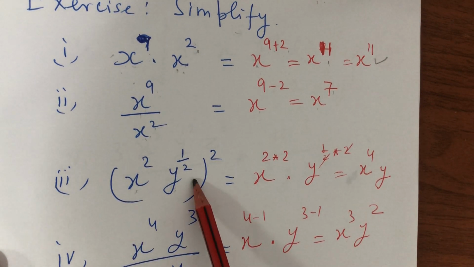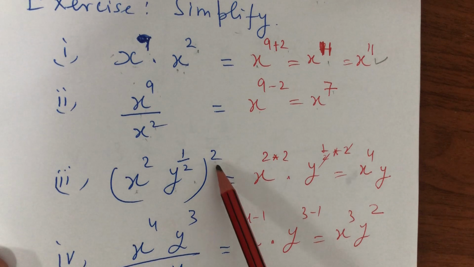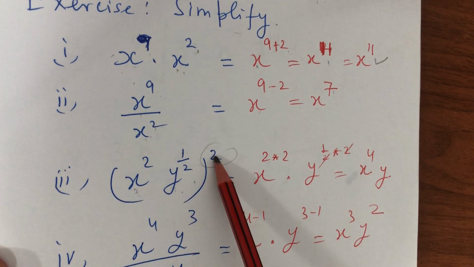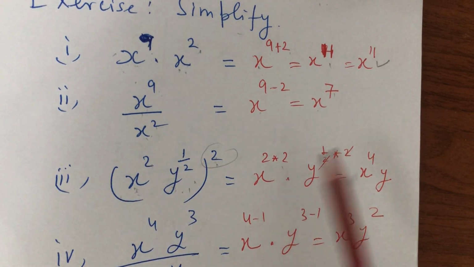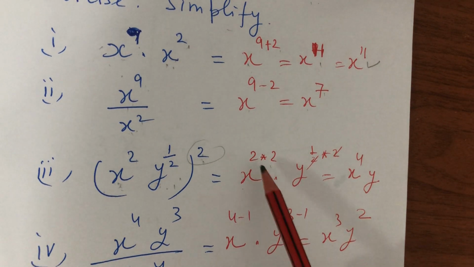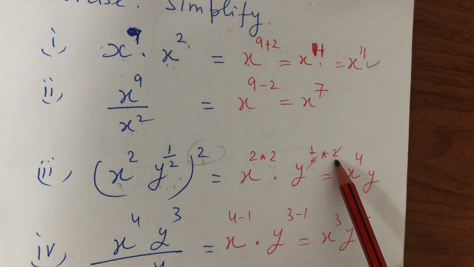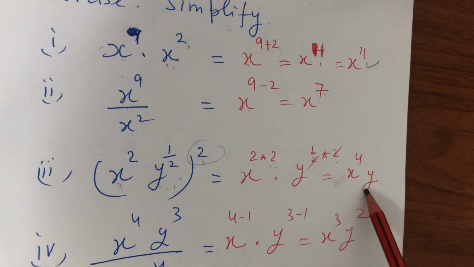But rule 3 says, if we have more than one quantity inside the bracket with a common power, that common power will go with both. This power 2 will go with x squared, and this power 2 will go with y to the power 1 by 2. Because of rule 3, the x squared power will be multiplied by 2, and y power 1 by 2 will be multiplied by 2. So 2 multiplied by 2 is 4, and 1 by 2 multiplied by 2, the 2s cancel, is 1. This is the result.